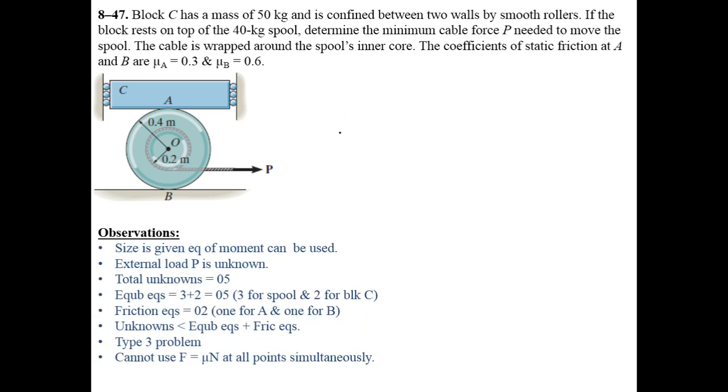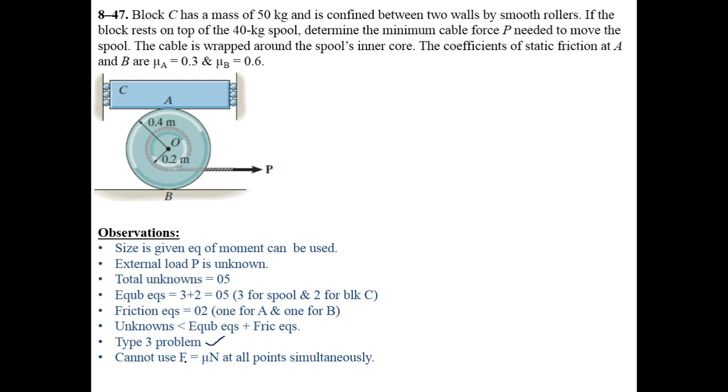And now let's list down the observations. Since size is given, the equation of moment can be used. External load P is unknown. Total unknowns 5. Equilibrium equations 3 plus 2, 5: 3 for the spool and 2 for the block C. Friction equations 2, 1 for point A and 1 for point B. So this means that unknowns are less than equilibrium equations plus friction equations, and this is a condition that is only valid for a type 3 problem. So this is a type 3 problem.